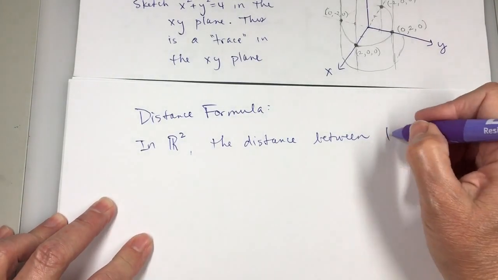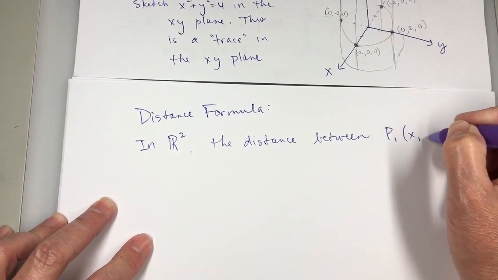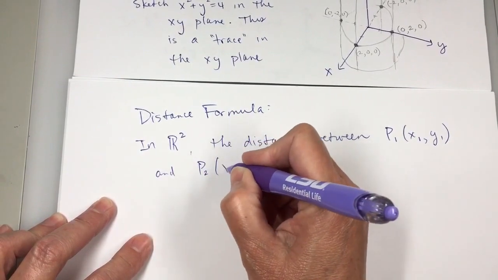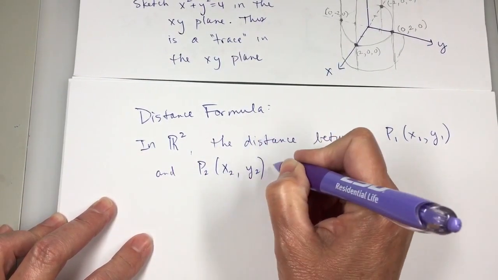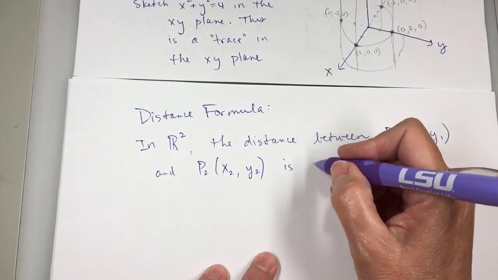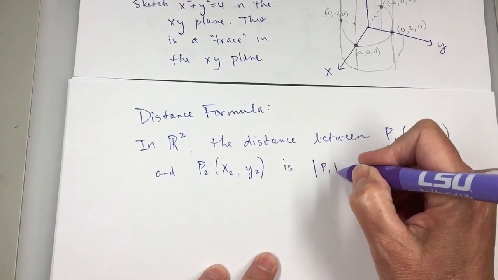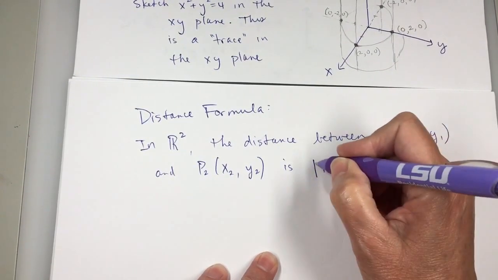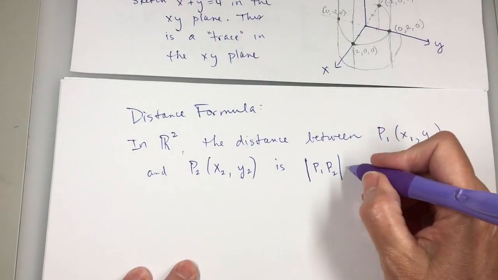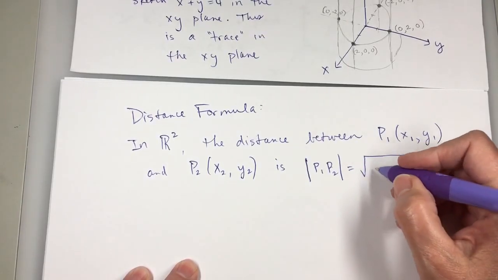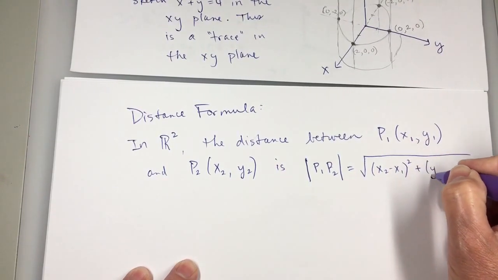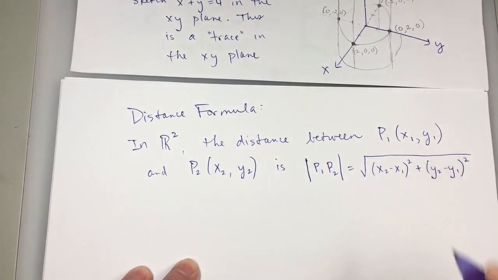point P1, which by the way has coordinates x1 and y1, and P2, which has coordinates x2, y2, in two space, and they'll write it this way in your book. The distance from P1 to P2, they'll write P1, P2 between absolute value signs for distance, is going to be the square root of x2 minus x1 squared plus y2 minus y1 squared.